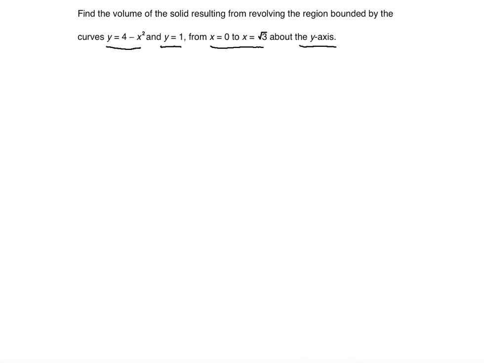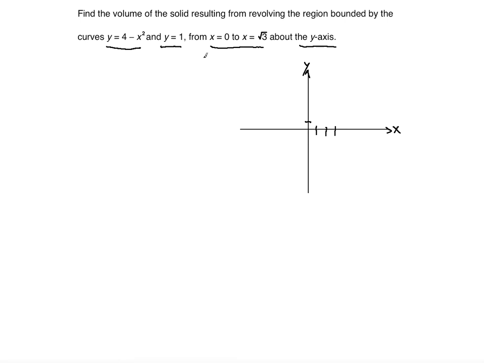Okay, so I'm just going to draw this figure, and you should do the same. Whenever you're asked to find the volume of the solid of revolution, always draw the function given in the xy plane. So from x is equal to 0 to x is equal to radical 3. So let's see, 1, 2, 3. Bounded by the curves 4 minus x squared and y is equal to 1.